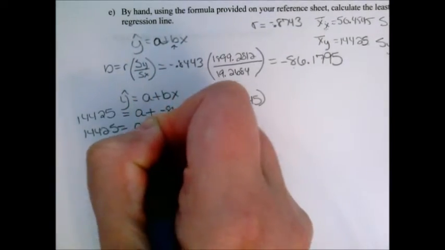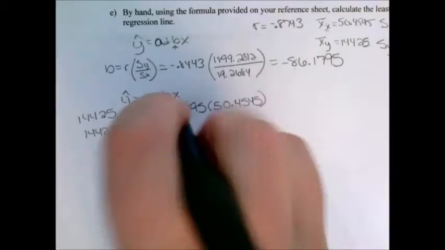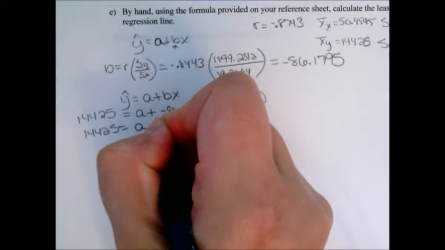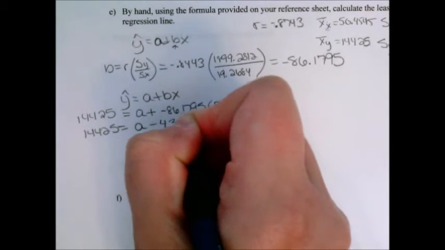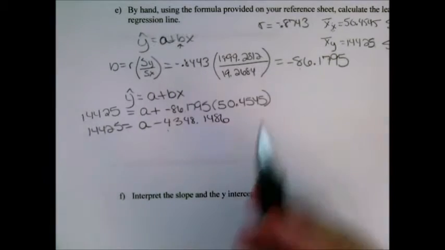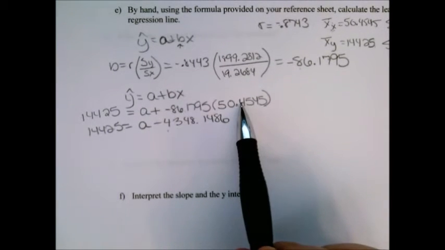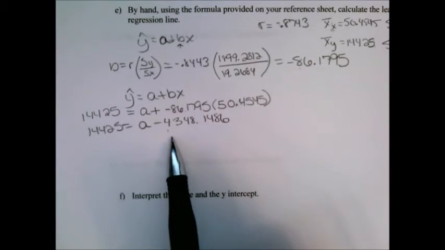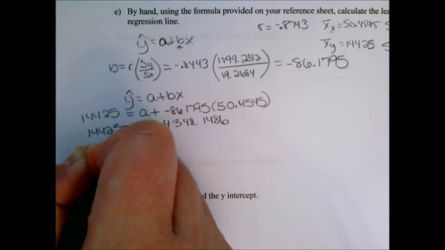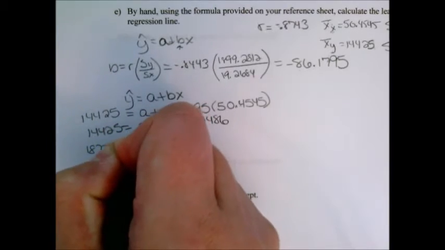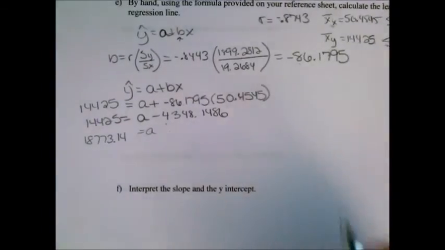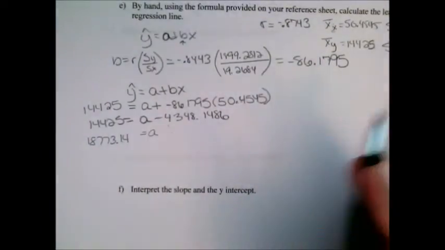Again, let the calculator do it for you. And I got negative 4,348.1486. Okay? That's what I got when I multiplied these two together. Now I'm going to add this to this side in order to get a by itself. Again, just a review of algebra. And I got 18,773.14. So that's my y-intercept.